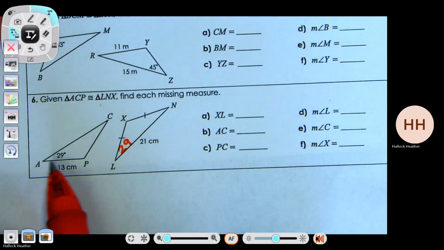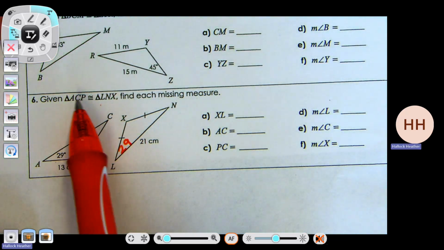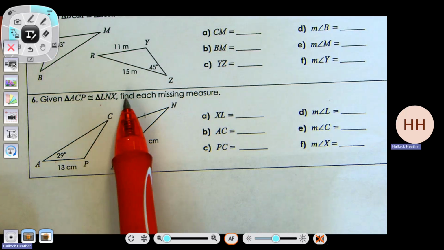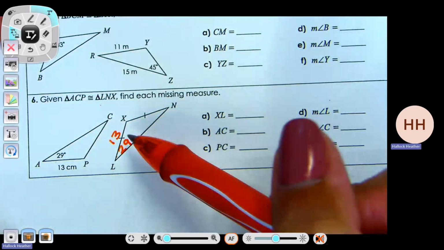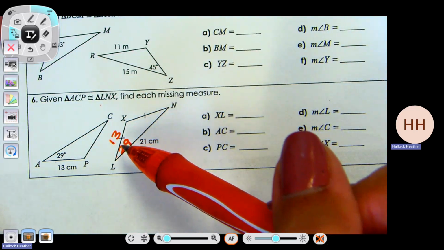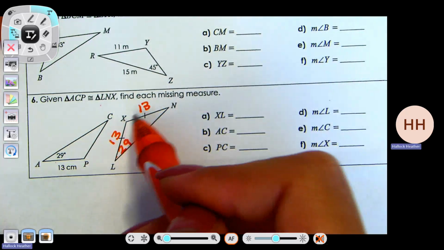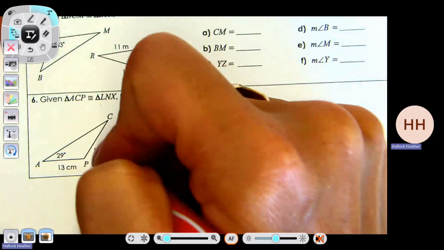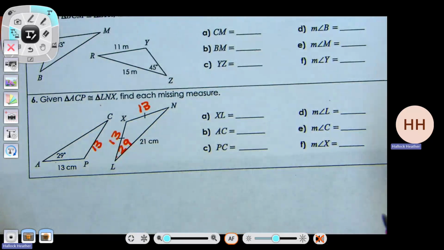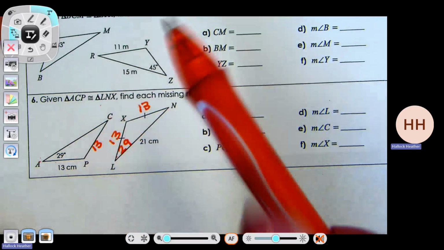AP is 13. Based on AP, what side is AP congruent to? LX. So I'm going to put 13 where LX is. Now, does anybody know what these little tic tac marks mean? They are congruent. So since I have that tic tac on my picture, I can automatically put 13 on the other side, which is X. And what does that match with on the first triangle? PC. So I can put 13 here. Okay. So then obviously, what's this AC going to be? 21, because they have 21 here. So 21 can go here.